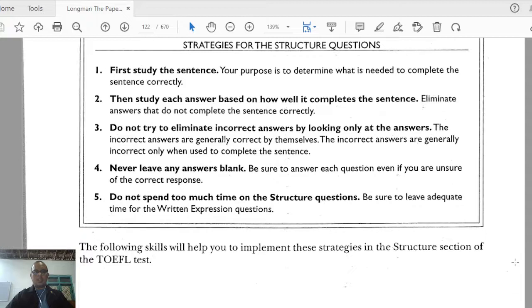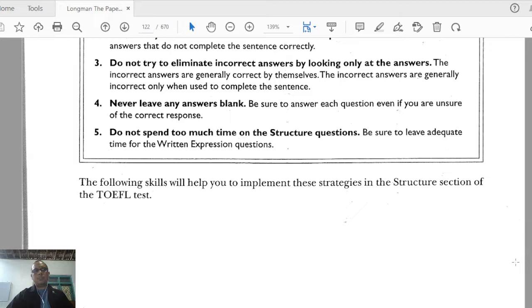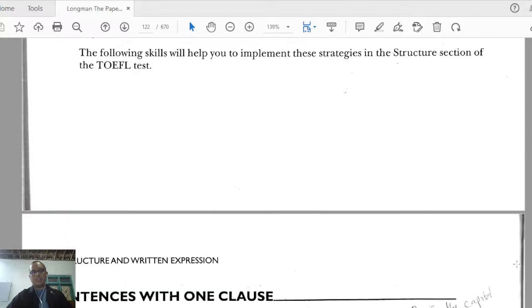Never leave any answer blank. Be sure to answer each question even if you are unsure of the correct response. Do not spend too much time on the structure questions. Be sure to leave adequate time for the written expression questions. The following skills will help you to implement these strategies in the structure section of the TOEFL test.